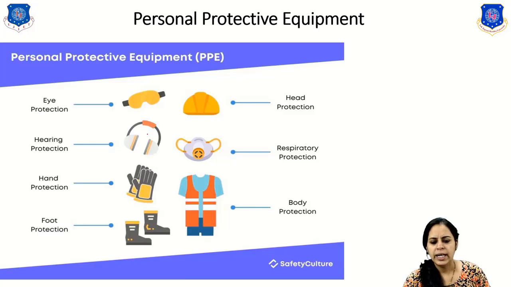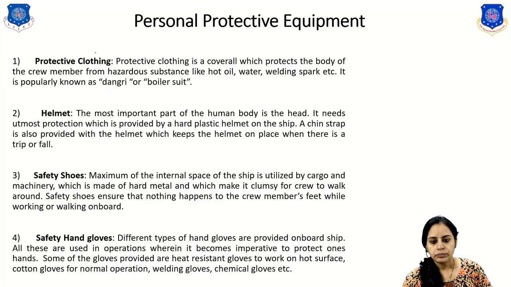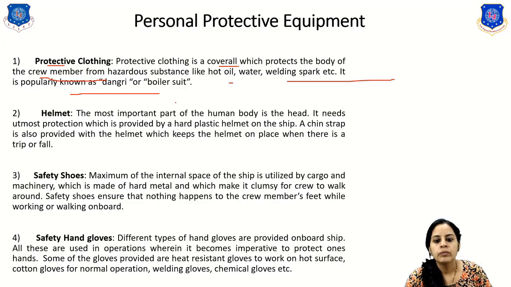Here you can see various pictures of personal protective equipment. The first one, here you can see the equipment and its function given. The protective clothing is a coverall which protects the body of the crew members from hazardous substances like hot oil, water, welding spark, etc. It is popularly known as a dungaree or a boiler suit.